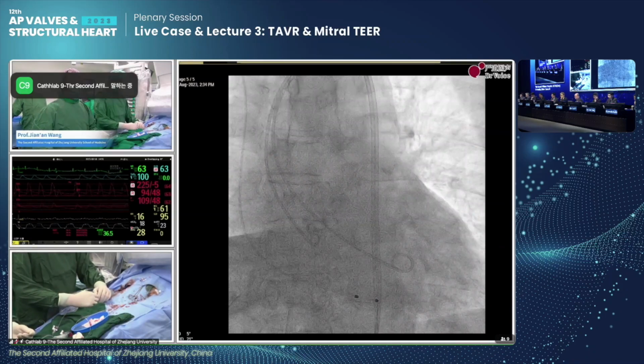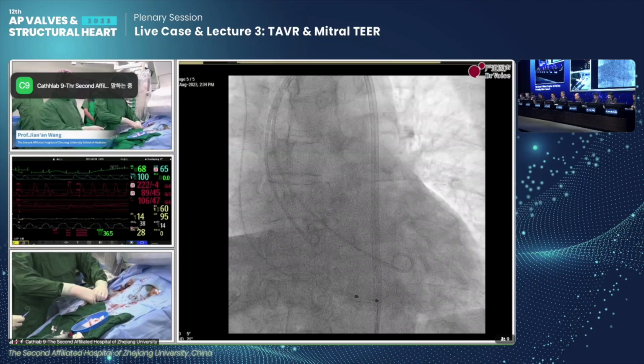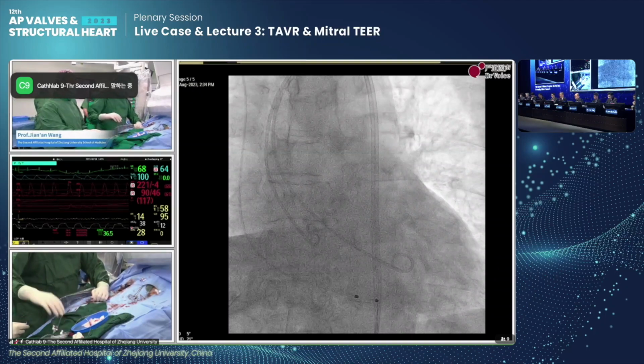So the orifice of the left coronary is not so high, it's low. However, the calcification is more severe in the left leaflet, so maybe we don't worry too much about the low orifice of the left coronary. The sinus is not so small. I would like to ask the panelists a question: for this kind of patient, do you regularly do balloon valvotomy?